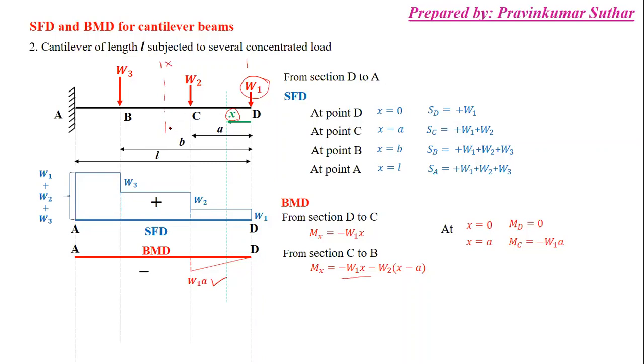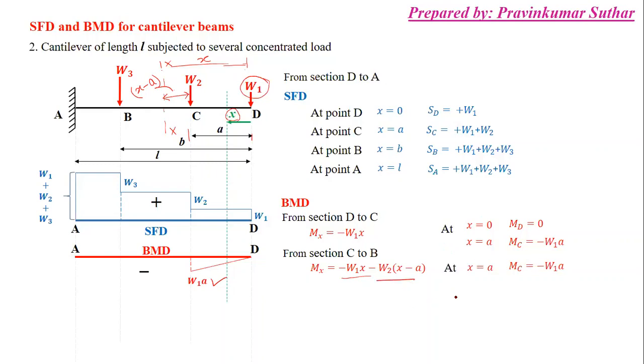This is x. For W1, this is the same x. This is x for W1. Okay, no problem. But for W2, we have to select this length, and this length is equal to what? This total is x, and this is a. So simply this one will be equal to x minus a. So we have put here x minus a.